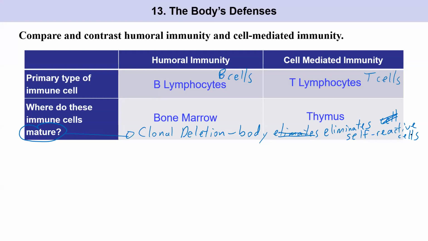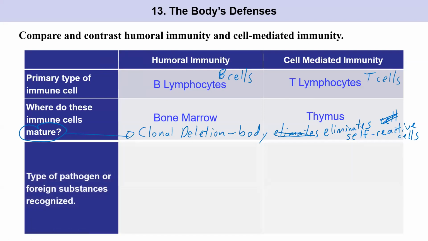Your body makes a huge variety of B cells and T cells, and part of that maturation process is this thing called clonal deletion. Like I said, it's kind of just the body trying to remove cells that might react to the human body. And obviously, if that doesn't work right, you can lead to autoimmune diseases. All right, so what's the next one? Type of pathogen or foreign substances recognized. Okay, so this is where they start to differ quite a bit.